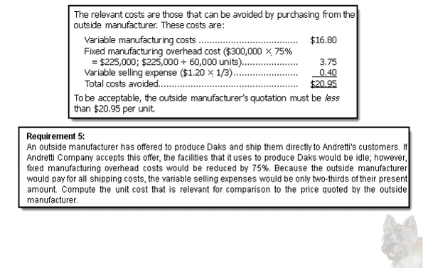The variable selling expenses, the $1.20 goes away, or how much of it goes away? I think 2/3 goes away is what they said, right? Right there in the problem. So, I'm sorry, 2/3 would stick around, 1/3 goes away. So 1/3 is avoidable, and 1/3 of $1.20 is 40 cents. Add those costs up, and we come up with total cost avoided of $20.95. So, to be acceptable, the outside manufacturer's quotation must be less than the $20.95 per unit cost here. Otherwise, if it is higher than that, it doesn't make sense for us to close this down.